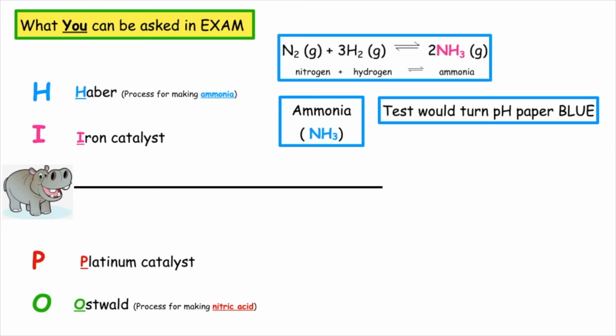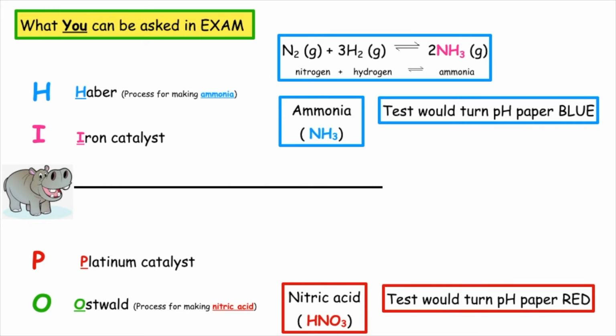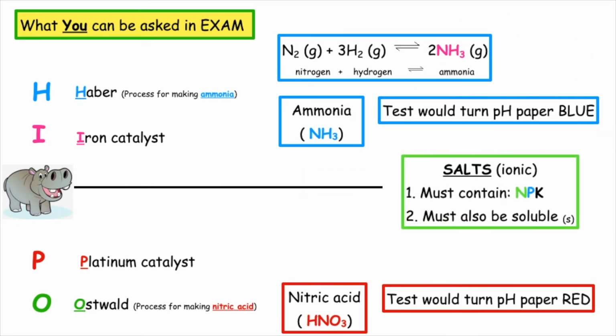You may also be asked to balance an equation when given nitrogen, hydrogen and ammonia. You could be asked the formula for nitric acid, which is HNO3, and the test for this is it would turn pH paper red. If we were to add an acid and a base together, we'd form our salt. And for salts, which are fertilisers that are ionic, they must contain the essential elements N, P or K, and they must also be soluble to be taken up by the roots of the plant.